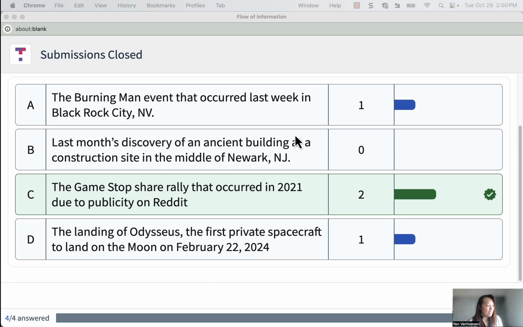All right. B, last month's discovery of an ancient building. You guys all got that? Didn't fall for that one? You're right. No scholarly sources. These two kind of fall in the same category, okay?